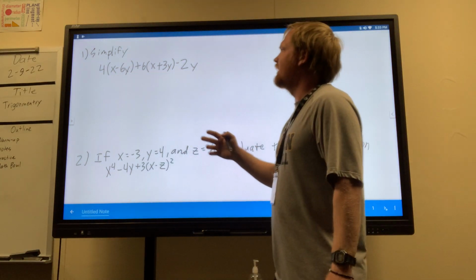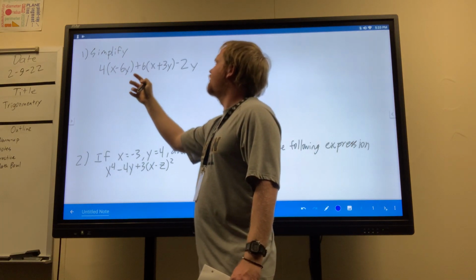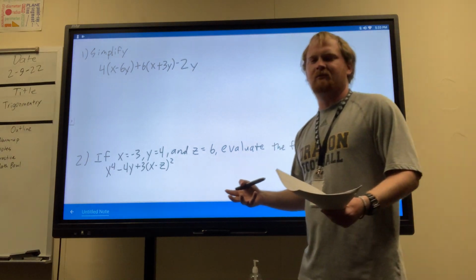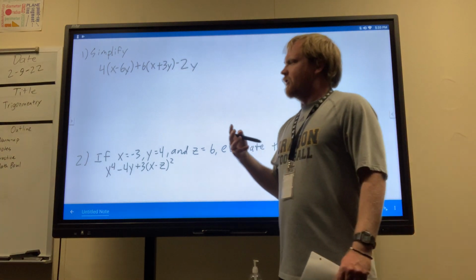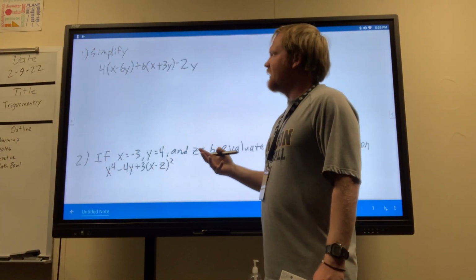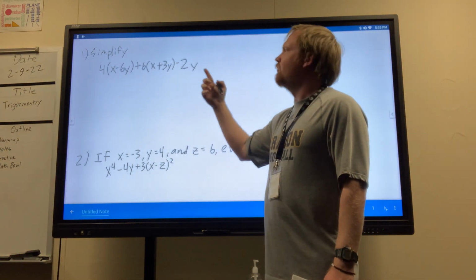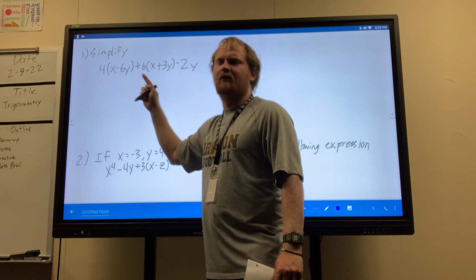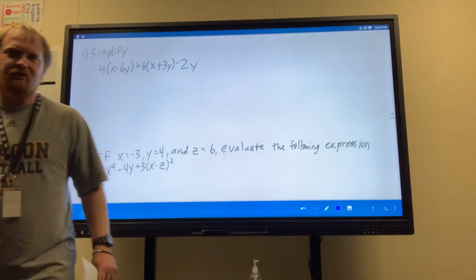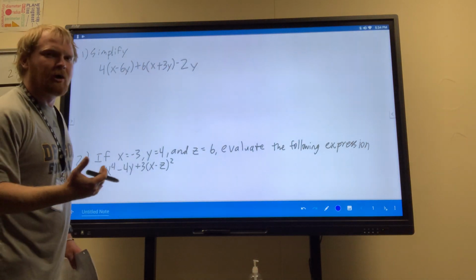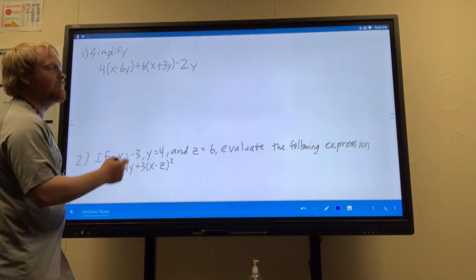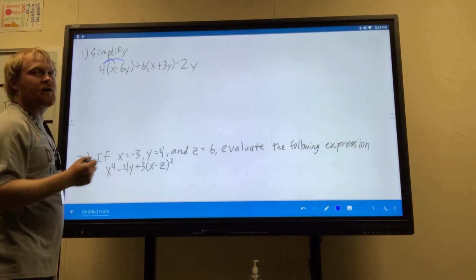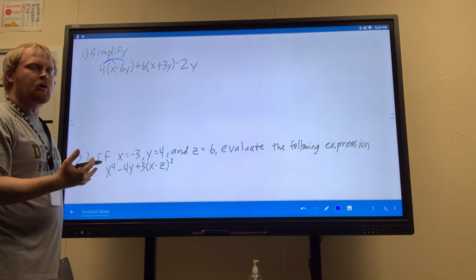So notice that I have the 4 in front of the parentheses as well as the 6 in front of the parentheses, and there are x's and y's involved, okay? Well, the first thing I want to do to simplify this is handle the parentheses first. So one of the first things I've got to do is the distributive property. Now when I distribute, I'm bringing the 4 to both the x and the y, and I'm multiplying both terms.